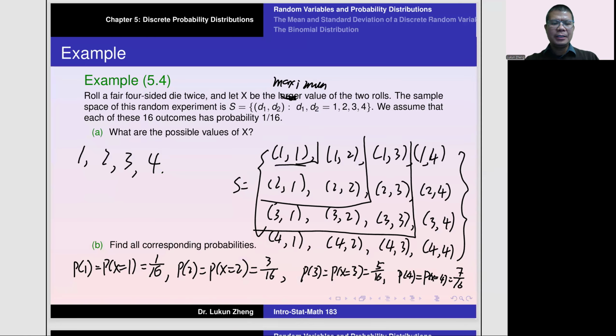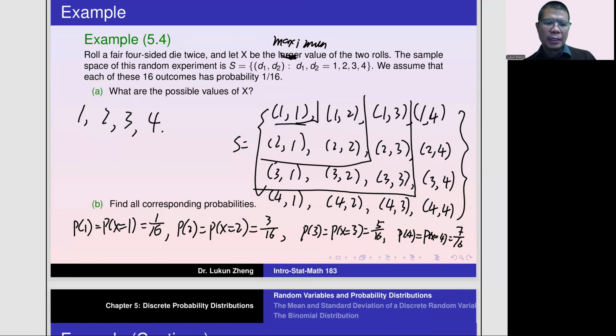And then this example: roll a die twice. Let X be the maximum value of the two rolls. The sample space of this random experiment is given here. What are the possible values of X? The possible values will be 1, 2, 3, and 4. And find the corresponding probabilities, P of 1, P of 2, P of 3, P of 4. You get all these probability values for those possible values of X.